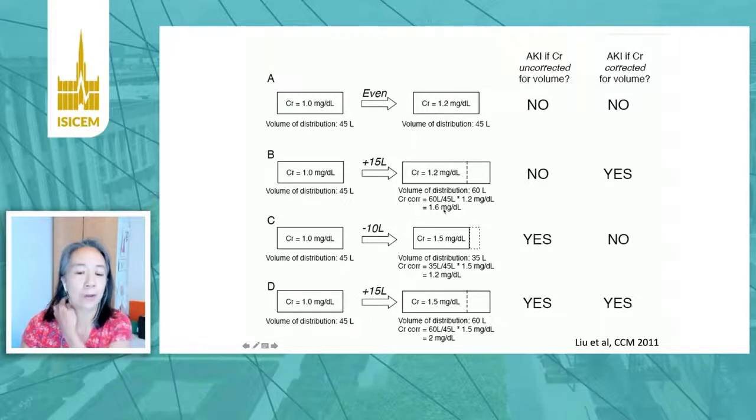If you do not correct creatinine for fluid balance, these patients are very fluid positive. So when you correct creatinine for fluid balance, you can see that the corrected creatinine is much higher, and these patients do have AKI after the volume correction. Similarly, you can have patients who undergo diuresis, which is well tolerated. The creatinine goes up, but the corrected creatinine, when you account for the change in volume of distribution, does not go up, and those patients do not have AKI if you account for fluid balance.